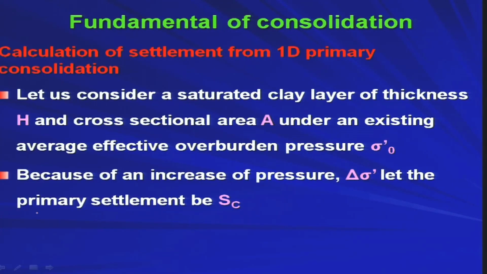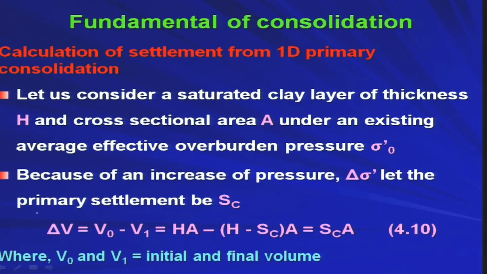If that is true, then delta V, the change in volume, is nothing but V naught minus V 1, where V naught and V 1 are the initial and final volume of the soil deposit. V naught is equal to HA, the thickness times the cross sectional area, that gives the initial volume, and V 1 is H minus SC times A. H minus SC is the reduced thickness of the soil deposit, because once you apply some delta sigma prime on top of the soil deposit, it will undergo some volume change, and that volume change is proportional to the change in thickness as well.